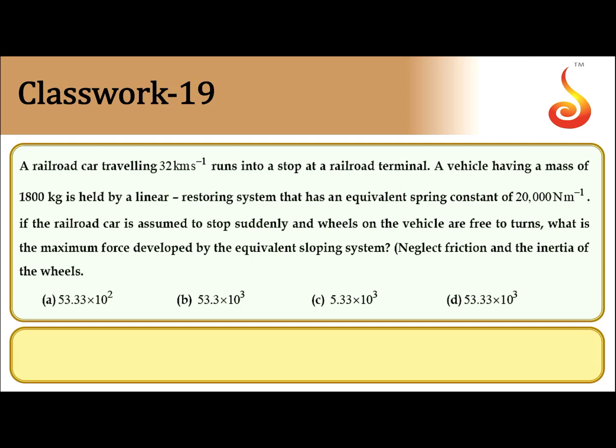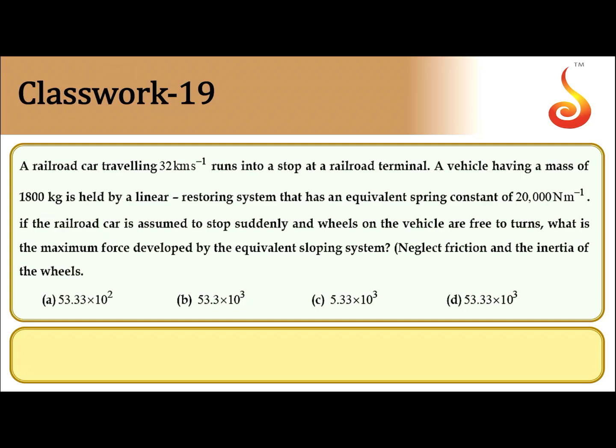A railroad car traveling at 32 km per hour runs into a stop at a railroad terminal. A vehicle having a mass of 1800 kg is held by a linear restoring system that has an equivalent spring constant of 20,000 Newton per meter. If the railroad car is assumed to stop suddenly and the wheels on the vehicle are free to turn, what is the maximum force developed by the equivalent stopping system? Neglect the friction and the inertia of the wheels.